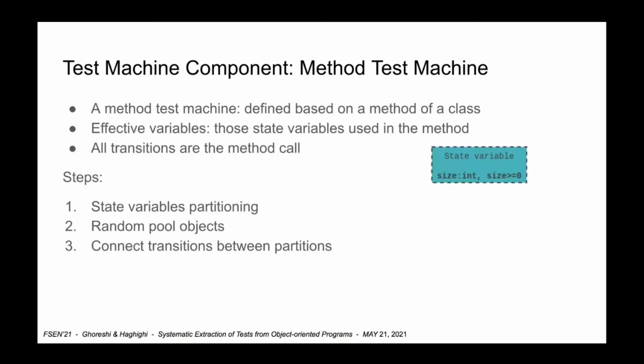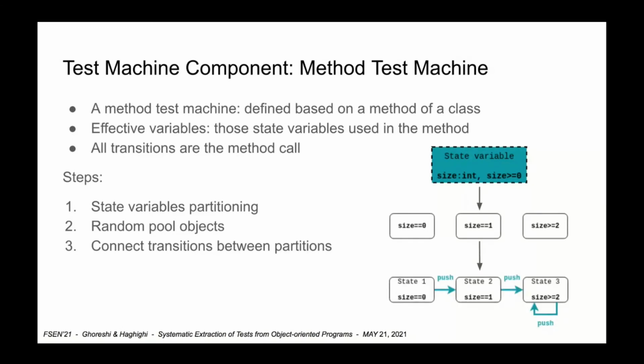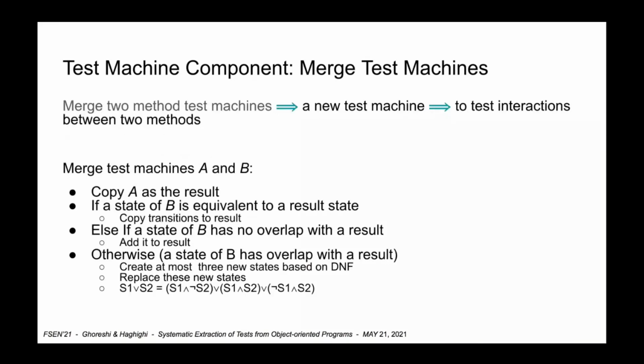For example, for the stack example, the effective variable for method push is size. We partition it into 3 states. Now, by creating an object pool, we can connect the push transition between these states. By merging two method test machines, a test machine can be obtained that produces different sequences of two method calls. We can derive test cases from such a test machine to test different interactions between methods.